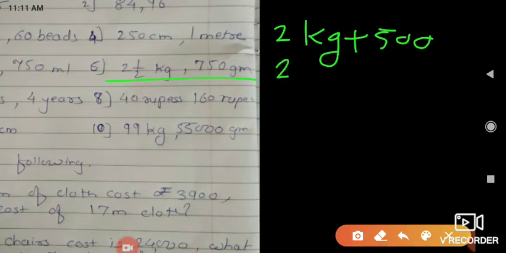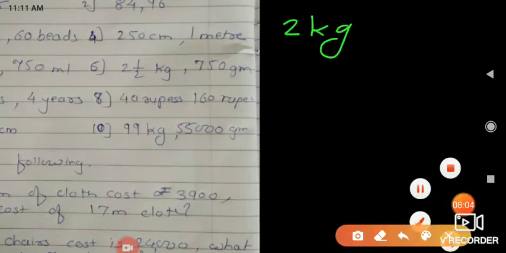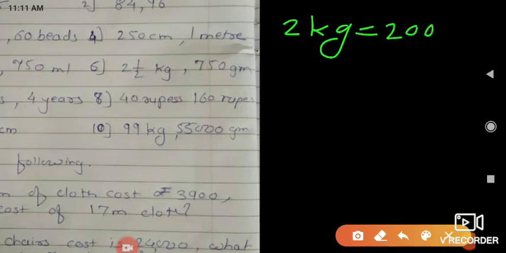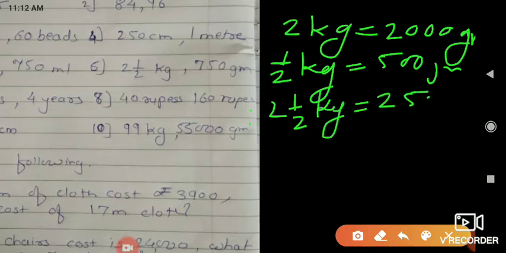So first of all, 2 kg means how much? First we will write the conversion. 2 kg is equals to how much? 2000, because 1 kg is equal to how much? 1000 grams. So 2 kg is equal to 2000 grams and half kg is equals to 500 grams. Now 2.5 kg, therefore 2.5 kg is equal to 2500 grams. Okay, and its ratio we have to find out with the 750 grams.